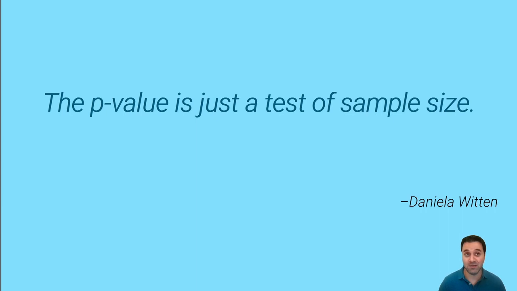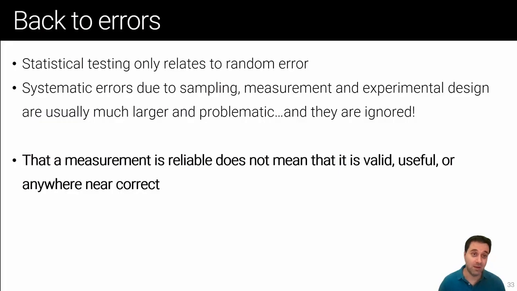Again, just in one sentence that I very much like this, the p-value is just a test of sample size. It's just testing whether we have enough data or not. That's it. It's not testing the magnitude of an effect or whether it's relevant or not. It's just testing, do you have enough data? Do you have a p less than alpha? Yes or no?